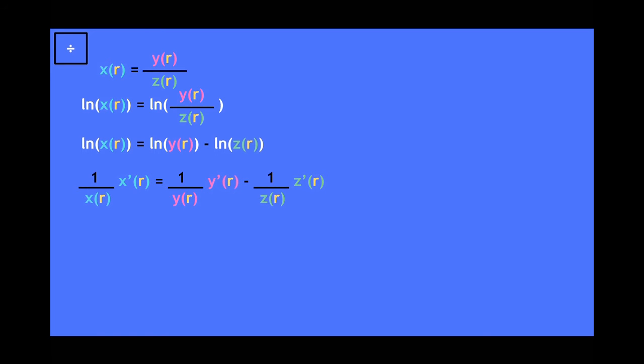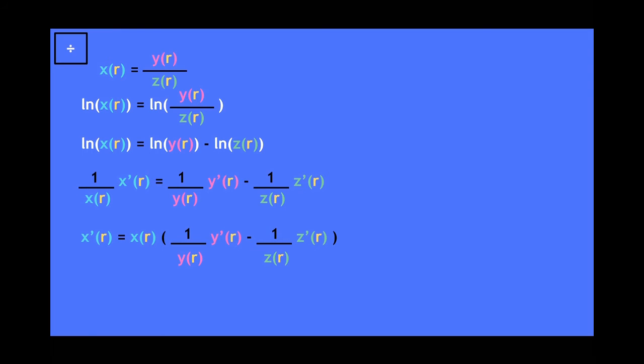What we're going to end up with is 1 over x of r times x prime of r is equal to 1 over y of r times y prime of r minus 1 over z of r times z prime of r. Again, just like the last proof, it's going to get kind of messy on screen, and it definitely gets a lot harder to keep up with your work on paper. So if you need to pause for a second, pause the video and make sure your work is fine, that's totally fine. So here, let's solve for x prime of r.